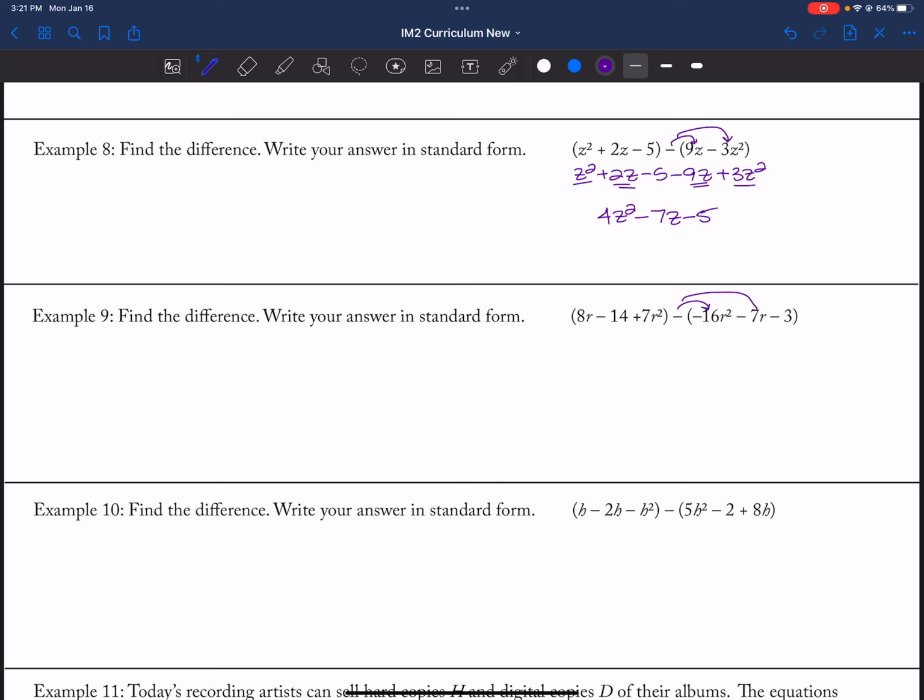Distribute my negative to all of my terms. So I have 8r minus 14 plus 7r squared plus 16r squared plus 7r plus 3. So I have a 23r squared. That gets rid of those two. Then I have an 8r and a 7r, which gives me a plus 15r. And then a negative 14 and a positive 3, so a negative 11.